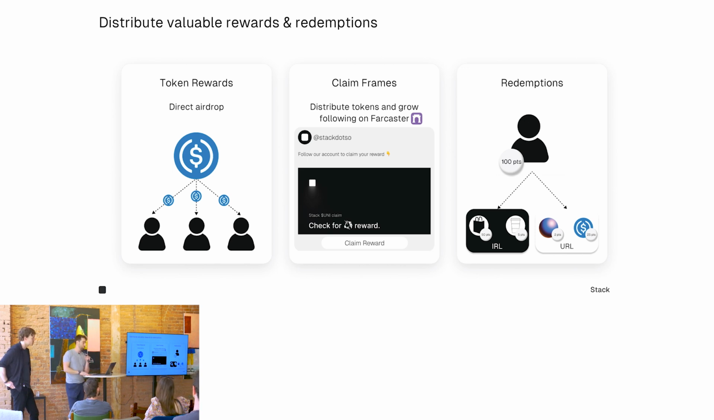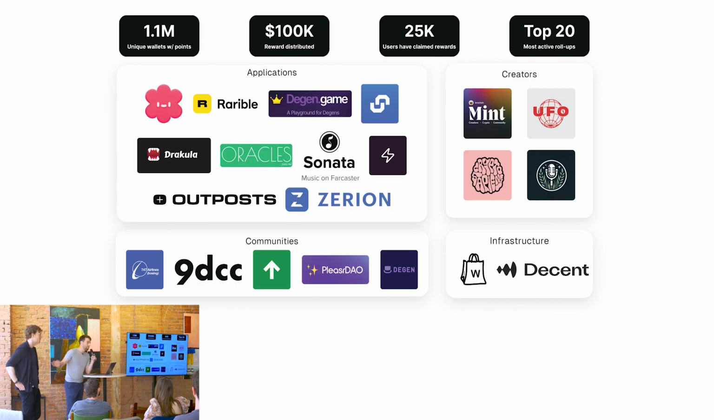And we have a few different ways to do this. We have direct token airdrops, claim frames on Farcaster, which have proven very popular and fun, and then redemptions, including for off-chain, aka real-life goods that people want. So that's how the product works.